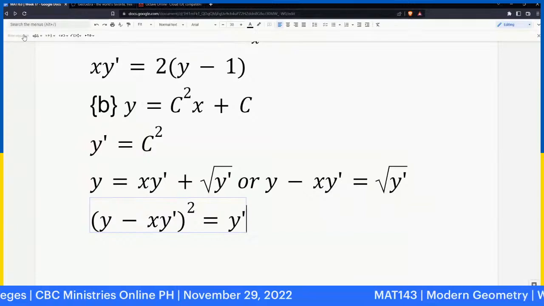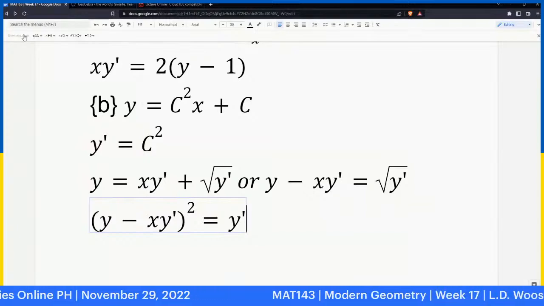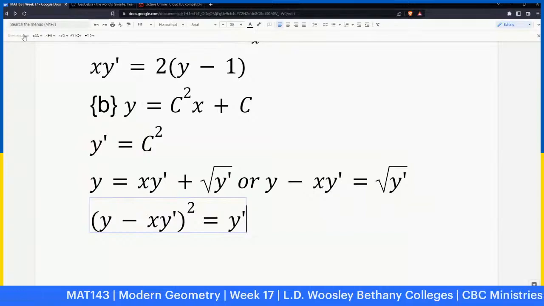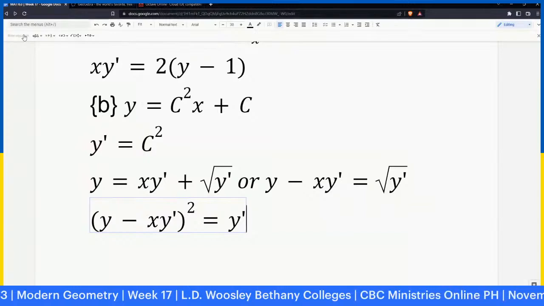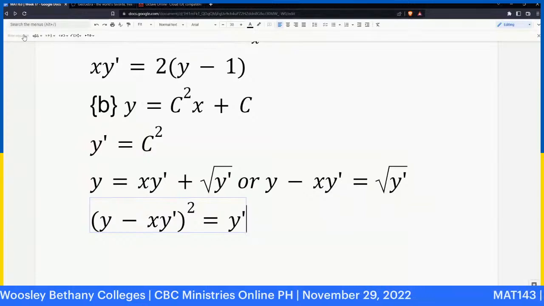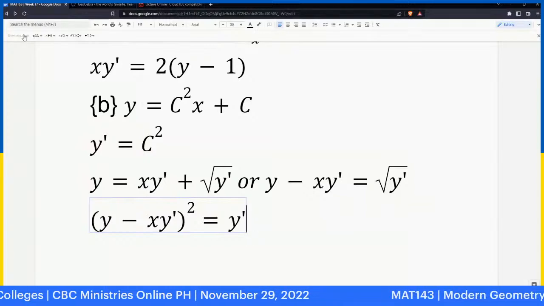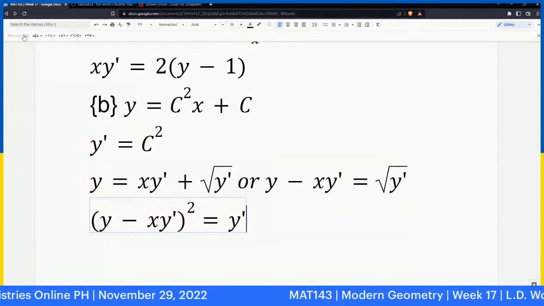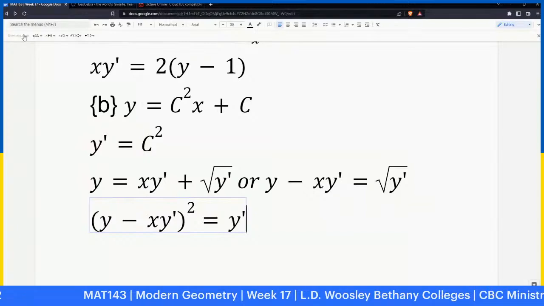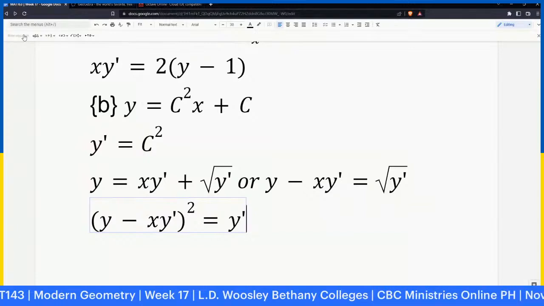So actually, the given is a general equation. That's a general equation because there is a constant, arbitrary constant. We are to create a differential equation. So that's the purpose. Okay, some clarification.